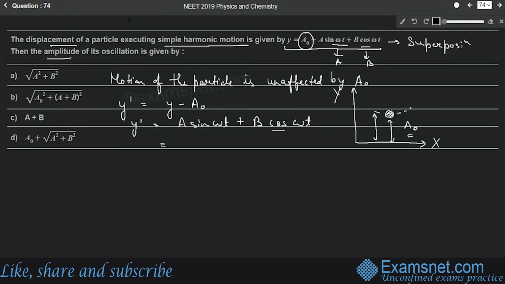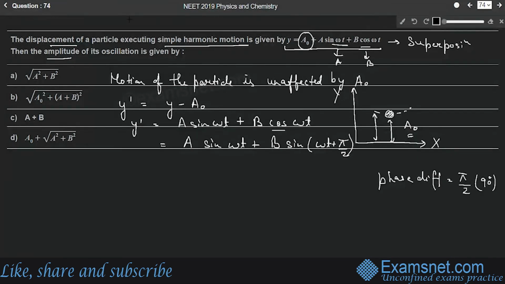Okay, because both should be the same. Either both should be sine or both should be cos. So we are doing it like this: a sine omega t plus b sine omega t plus pi by 2. If you remember some basic trigonometric functions, then you can understand this. So from here we understand that there is a phase difference of pi by 2, that means 90 degrees.